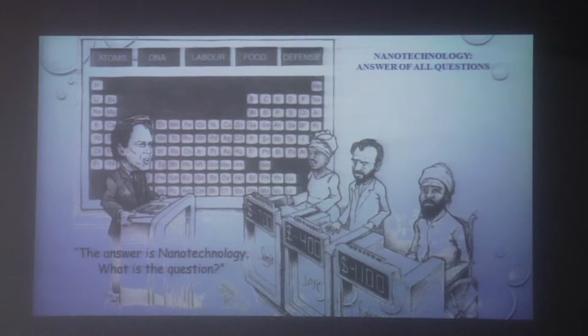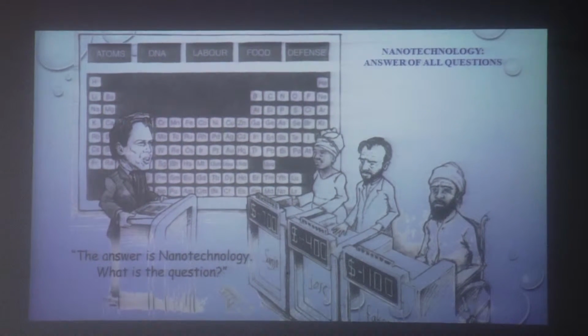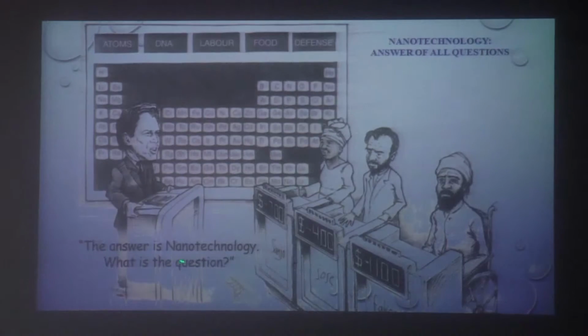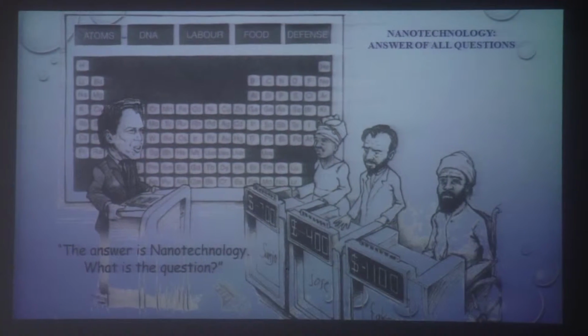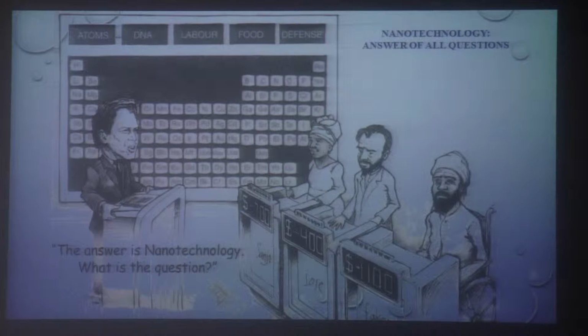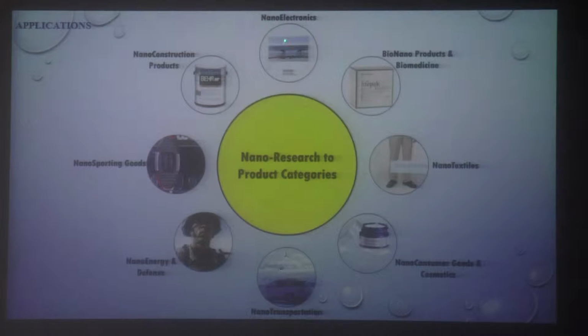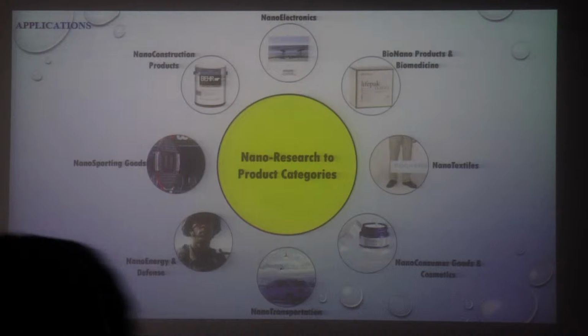Now, nowadays, why is it important? In this figure you can see the host is asking, the answer is nanotechnology, and what is the question? That means for all the questions existing now, nanotechnology can be an answer. And these are a few applications. It is used in electronics, medicines, textiles, cosmetics, transportation, and so many endless applications in our day-to-day life. We are regularly using these products.